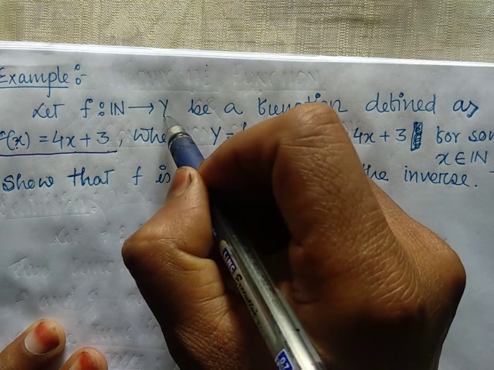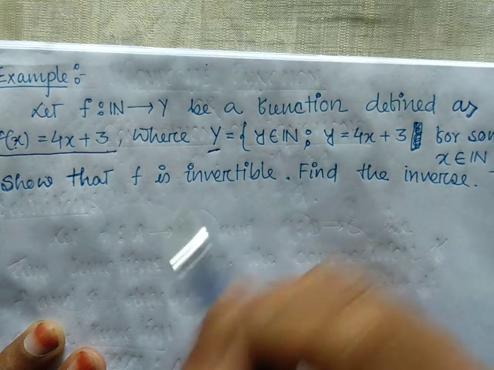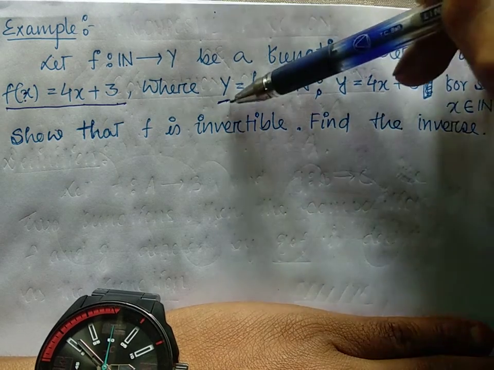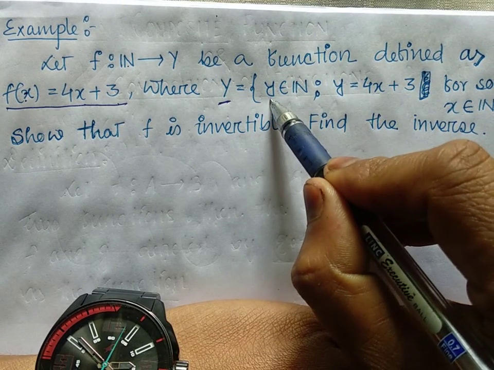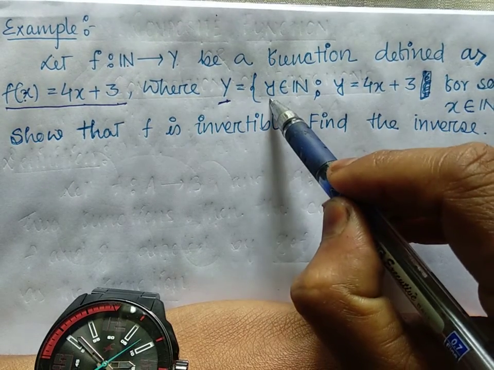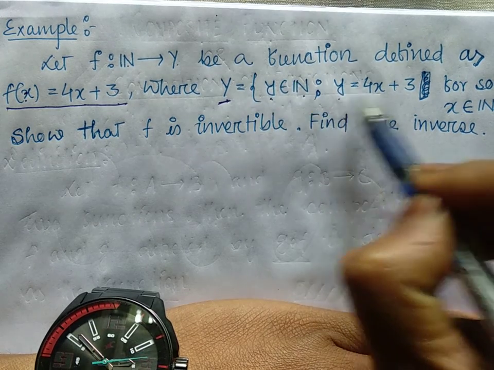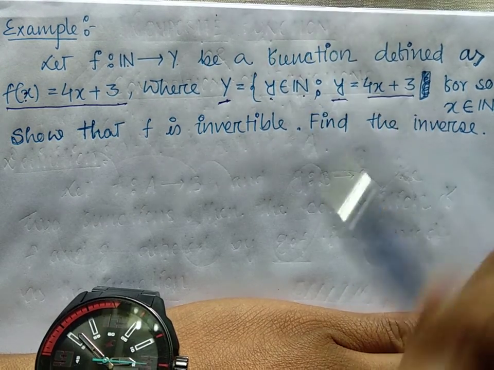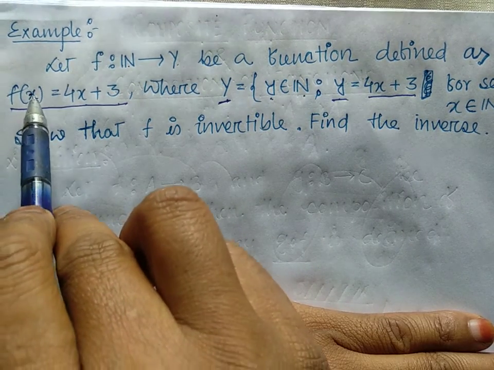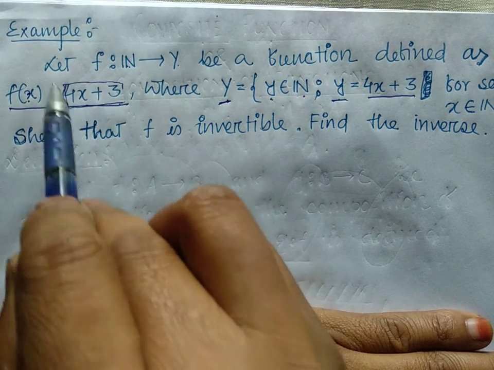We don't have any idea about the set Y, but it is given specifically what Y is. Y is the set which contains all those elements. Listen, the properties of Y are given. Y is the set which contains all those elements. The elements must be natural numbers, and the elements should be exactly equal to what? 4x plus 3. That means, listen, if we consider a domain element from the natural number set, this element is known as the image of that element.